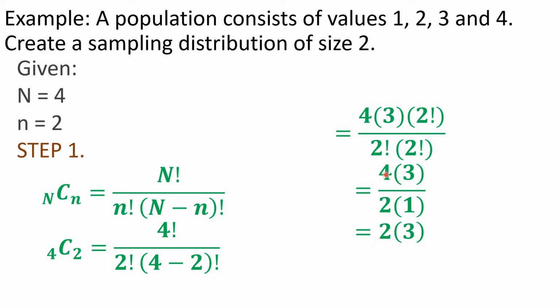Why did it become 2 times 3? Because 4 divided by 2 is 2. So, you'll have here 2 times 3. And here, this becomes 1. 1 times 1 is 1. So, 2 times 3 over 1 is the same as 2 times 3. That means the combination of 4 things taken 2 at a time is 6.